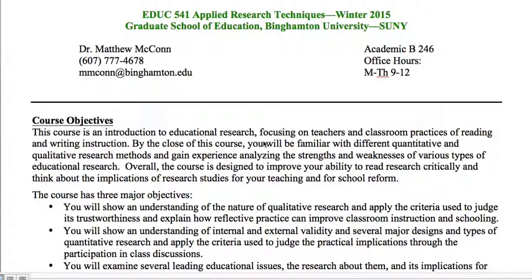We're going to be meeting in room AB 124. This right here is my office, Academic B 246. We're meeting in AB 124 from 1 to 5. My office hours will be Monday through Thursday, 9 to noon. So for the most part, Monday through Thursday, during this winter session, I'm in my office in the mornings, and I'm with you guys in the afternoons.